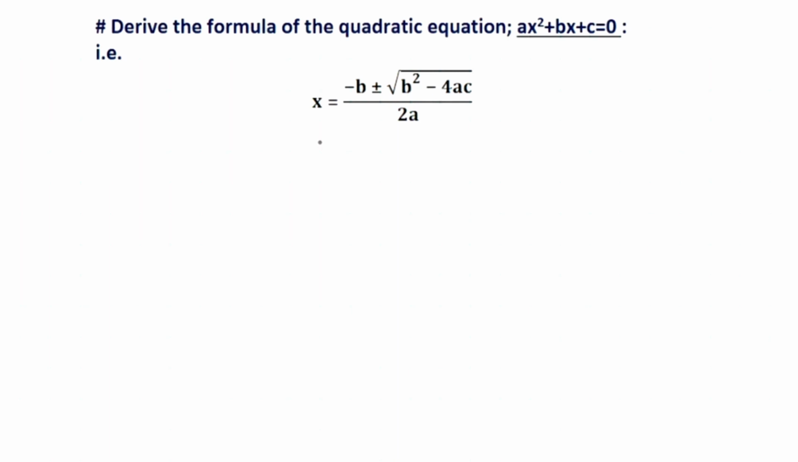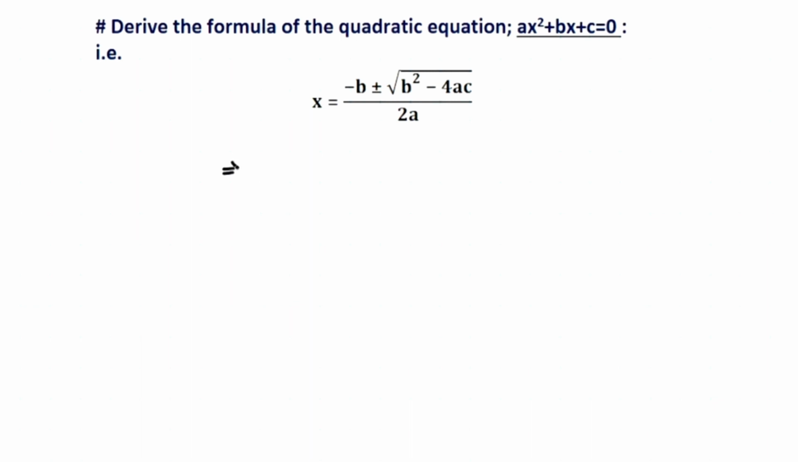In this video, we are going to derive the formula of the quadratic equation, which is x equals minus b plus minus square root b square minus 4ac by 2a. So let's start with what is a quadratic equation.